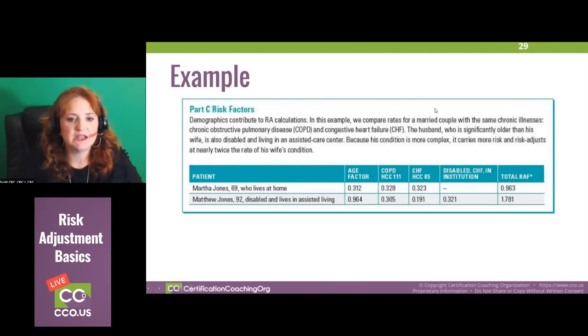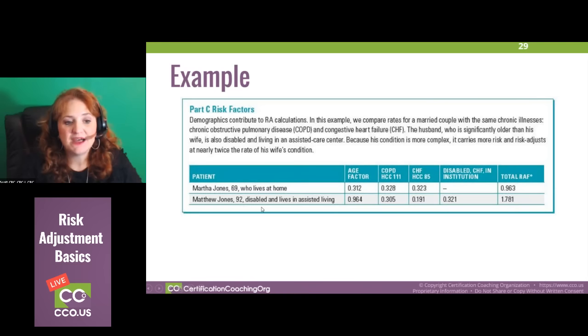Here's another one, and it shows you the difference with Part C risk factors and how it works out a little bit differently. So you've got Miss Jones and Mr. Jones. Oh, we'll say wife. So we have 70 and 92. I think that's funny.